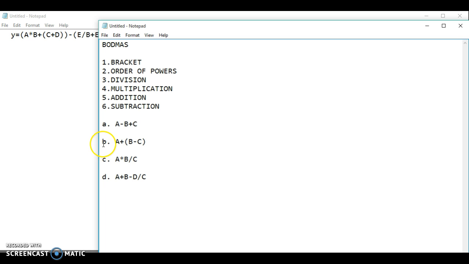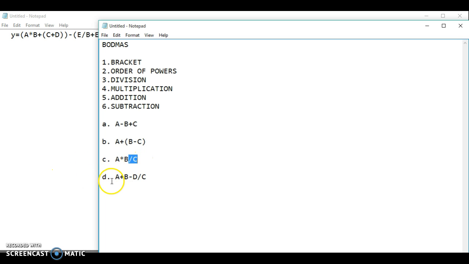For example B, we have A plus the B minus C inside the bracket. So we should use the BODMAS rules first. We know that bracket is the highest priority, so we should solve the bracket first and then do the addition. And then example C is A multiply with B divide with C. So it's the same as the addition and subtraction. You just do from the left to the right. So you should solve the multiplication first and then move on to the division of C.